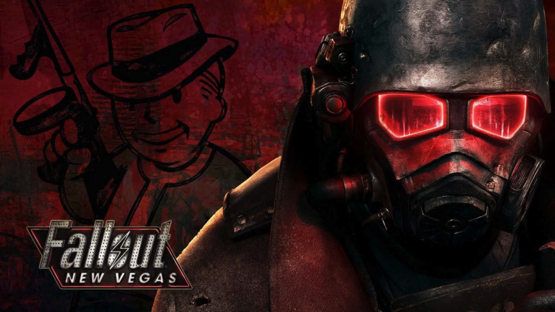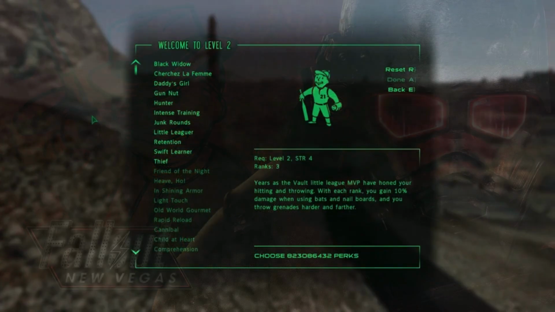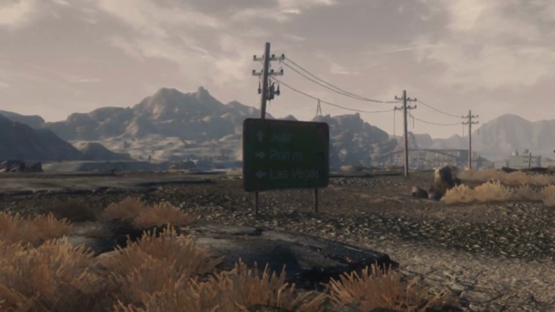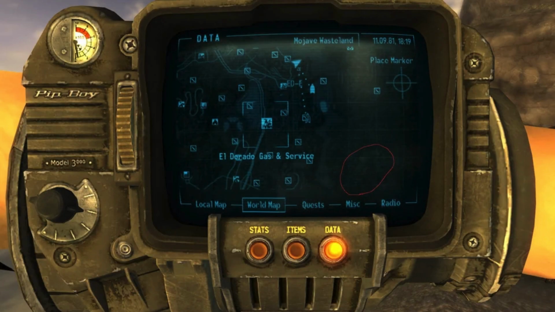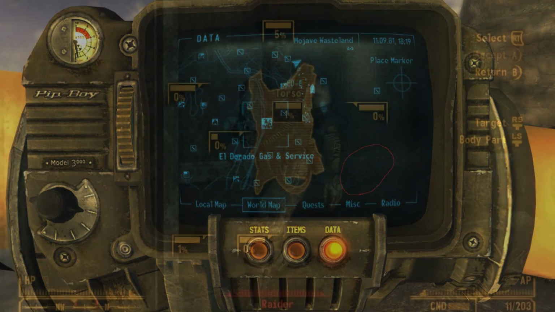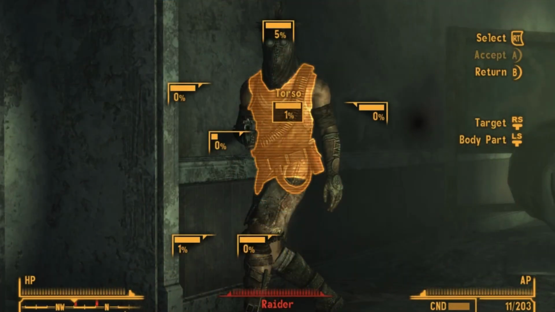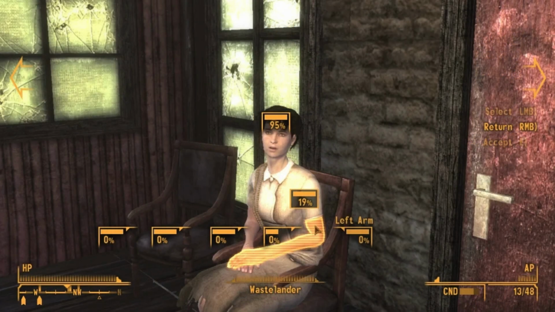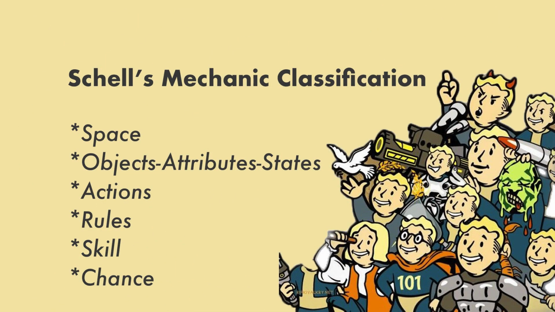Game mechanics are the core rules, processes, and data that define how gameplay progresses. Fallout New Vegas' central systems are character development, open world exploration, and its combat system, which uses both real-time aiming and the Vault-Tec-assisted targeting system. Our analysis will use Schell's framework: space, objects, attributes, states, actions, rules, skill, and chance.